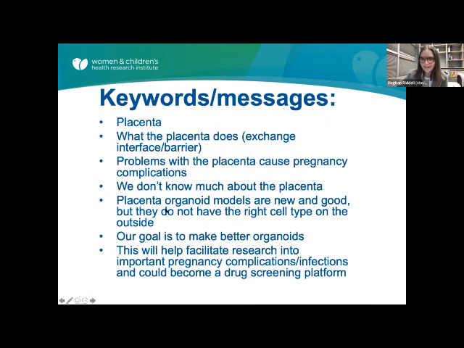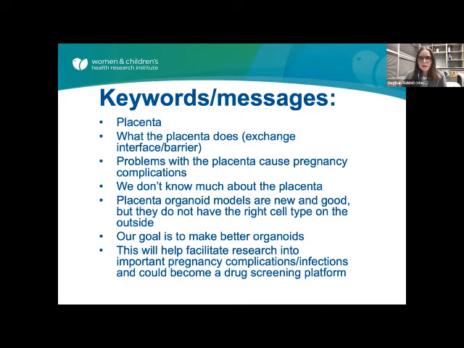Okay, sorry, I forgot I had this. So from my perspective, this is what I thought the keywords and phrases were. So placenta exchange, problems in the placenta cause complications. We don't know much about the placenta. Organoid models are new, but they have a big problem. They're forming inside out. Our goal is to make better ones, and that this will ultimately facilitate research into how pregnancy complications are actually forming, actually occurring.